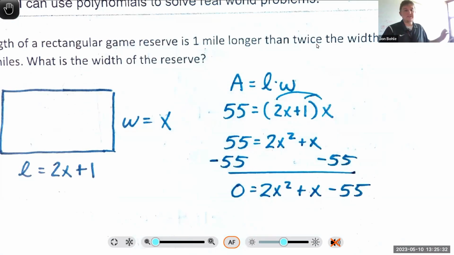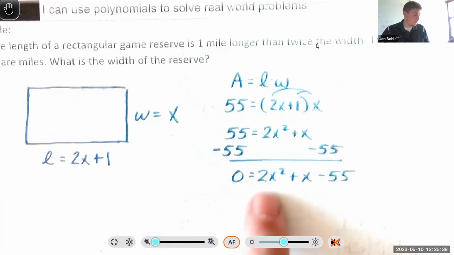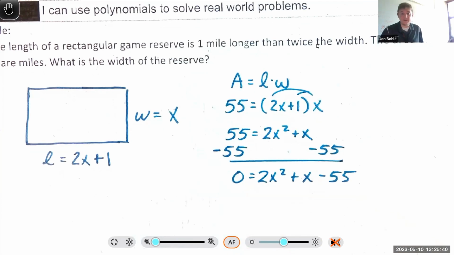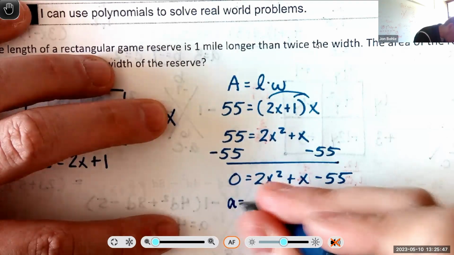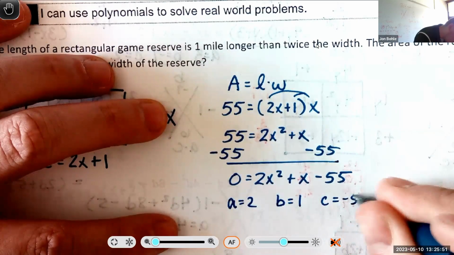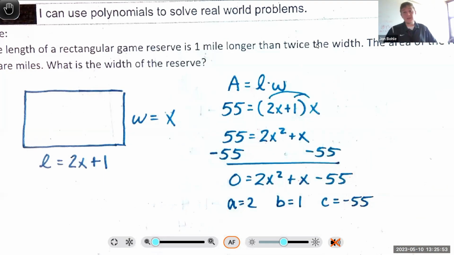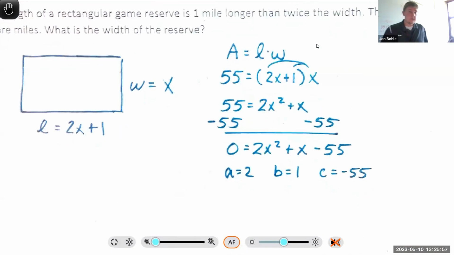Now that I have it set equal to 0, the next thing I want to do is check the greatest common factor of 2, 1, and 55. There's nothing that divides out of each of those. So we're going to use an A value of 2, a B value of 1, and a C value of negative 55. Since my A value is not 1, I have to use the X and the box to factor this.